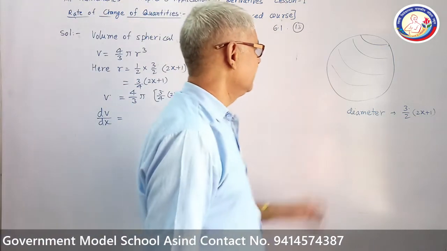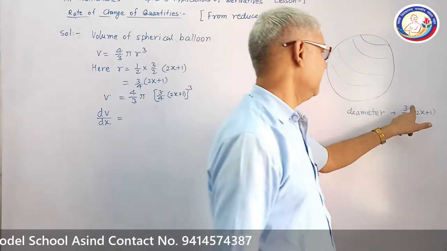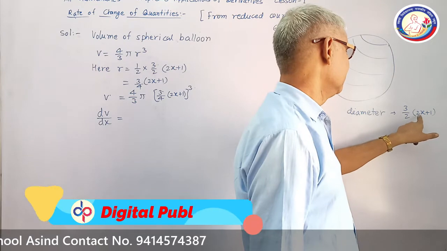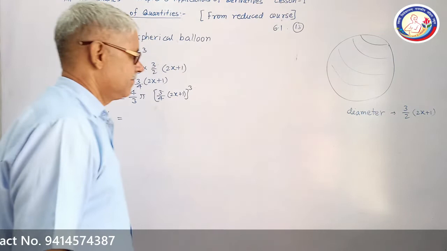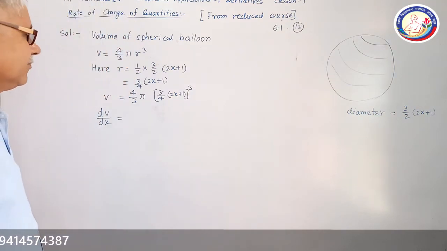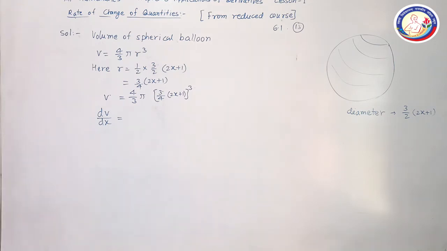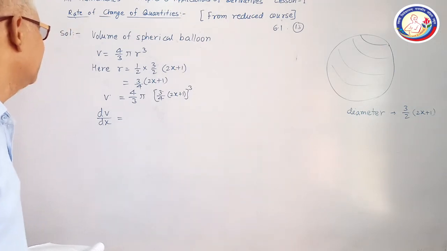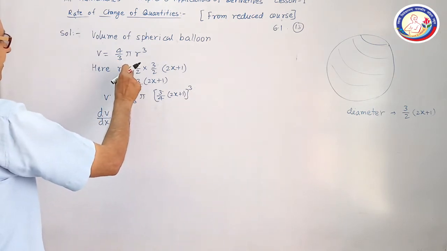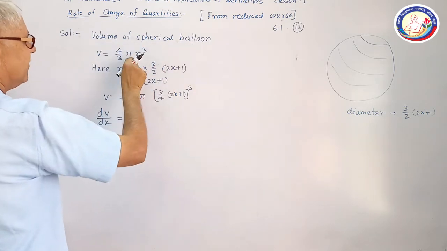Now I am taking the next problem. Problem number 13. There is a balloon in spherical form and its diameter is increasing at 3 by 2 into 2x plus 1. Its diameter is given by this at any time. We have to find the rate of change in volume with respect to x. We have to find dV by dx. It is very simple. This is the formula for volume of a sphere, and the volume of the balloon can be found by this.